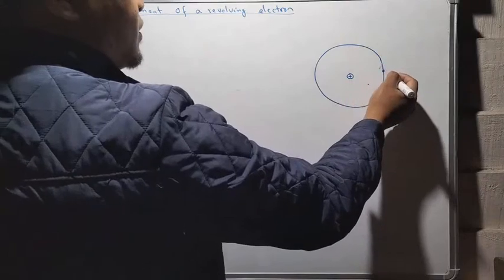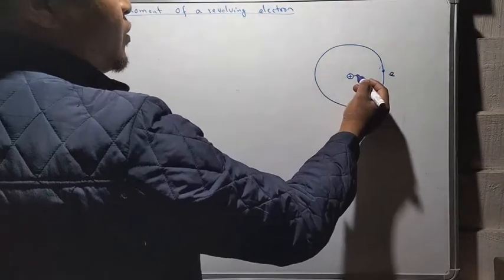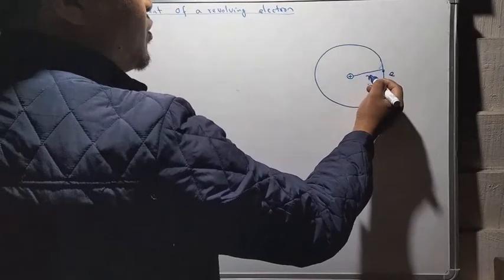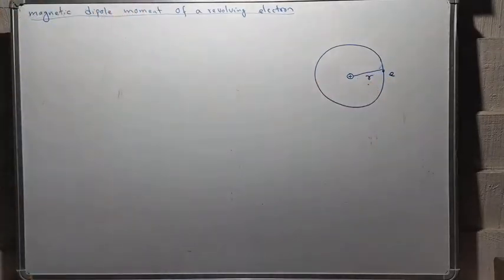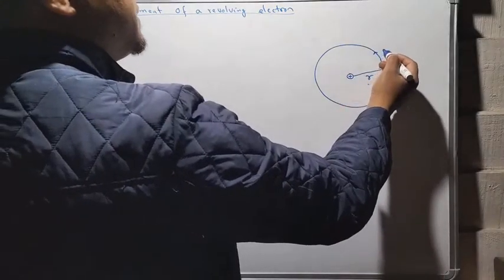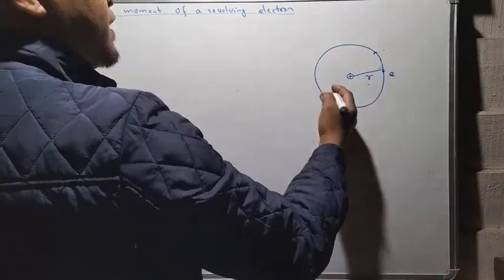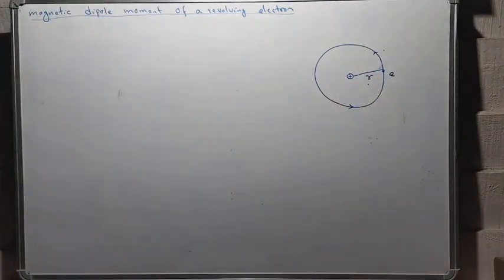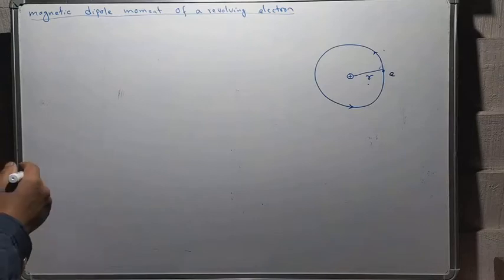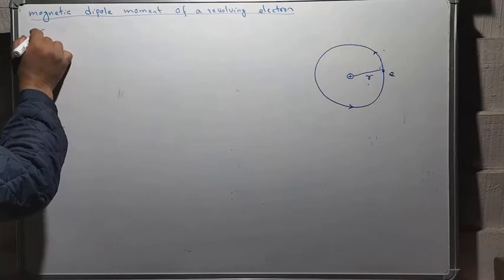Suppose this electron has a charge e, and let's say it is at a distance small r from the center of the nucleus, and it is revolving in the anti-clockwise direction. Now, because the electron is moving in this case, I will have a current.